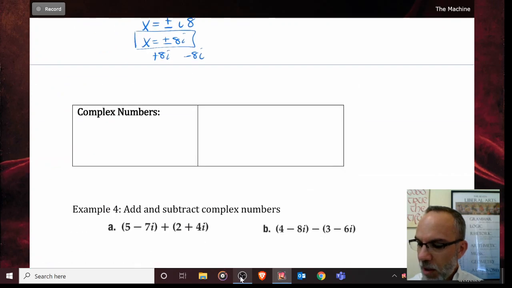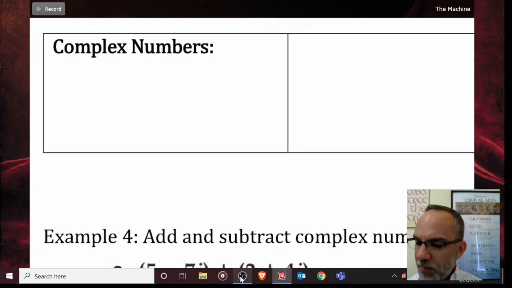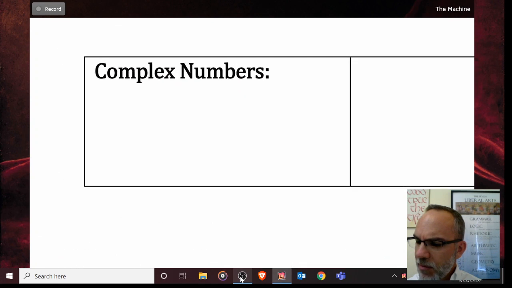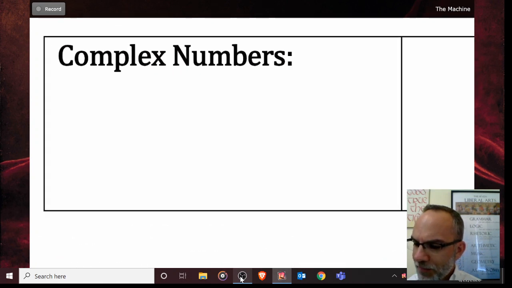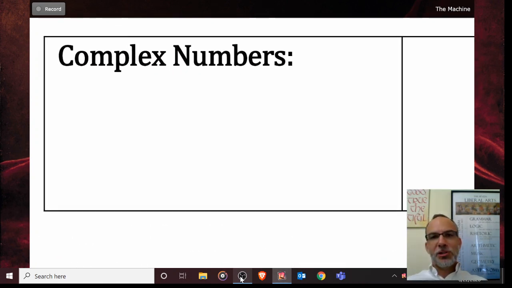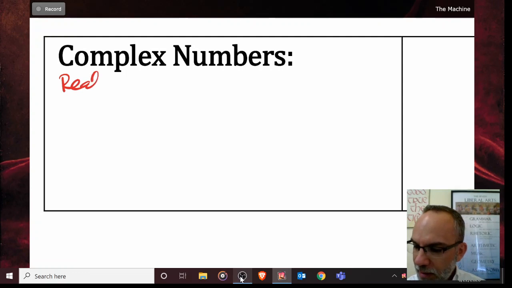Okay. Complex numbers. All right, complex. Like maybe if you're doing, I don't know, relationship status on social media, and it's complicated. There's more than one thing involved, sort of. There's more than one consideration. Complex numbers are numbers that are both real and at the same time imaginary.